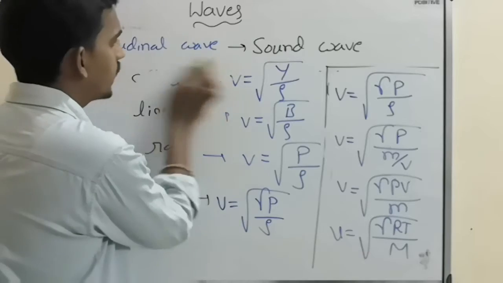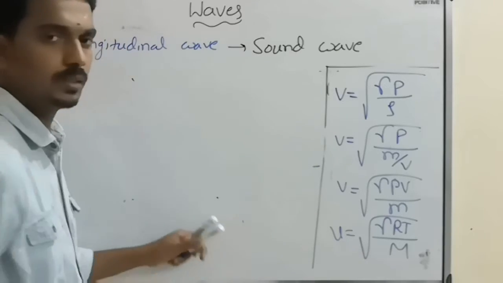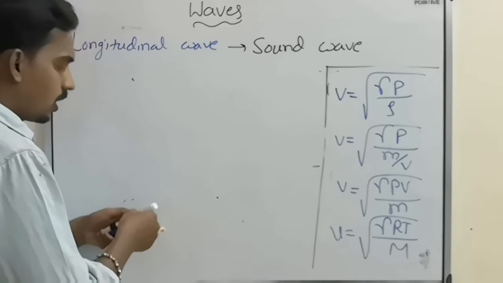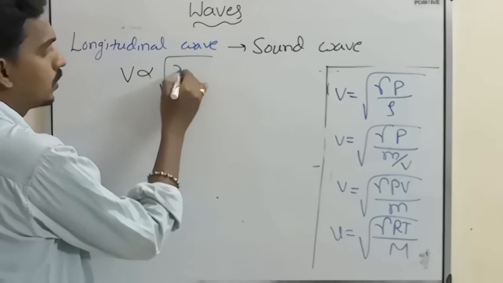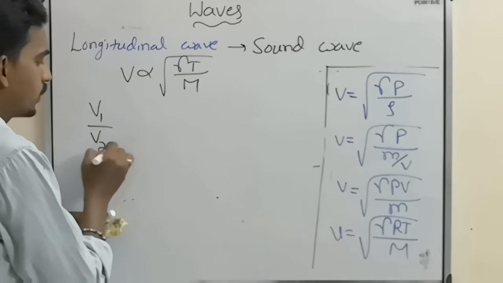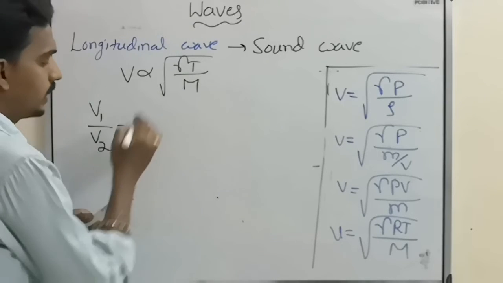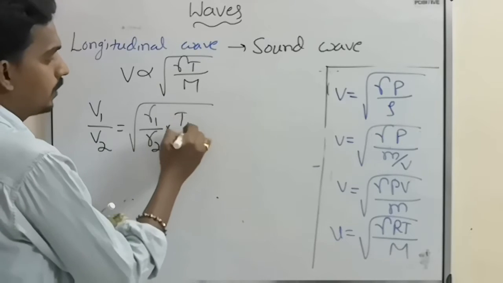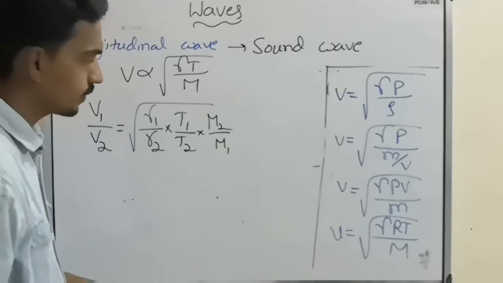Or else they can ask a comparison, like two different gases are there, then what is the ratio of speed? So here V is proportional to under root gamma T by M. Then V1 by V2 in two different gases, what is the ratio of speed? That is under root gamma 1 by gamma 2 into T1 by T2 into M2 by M1.